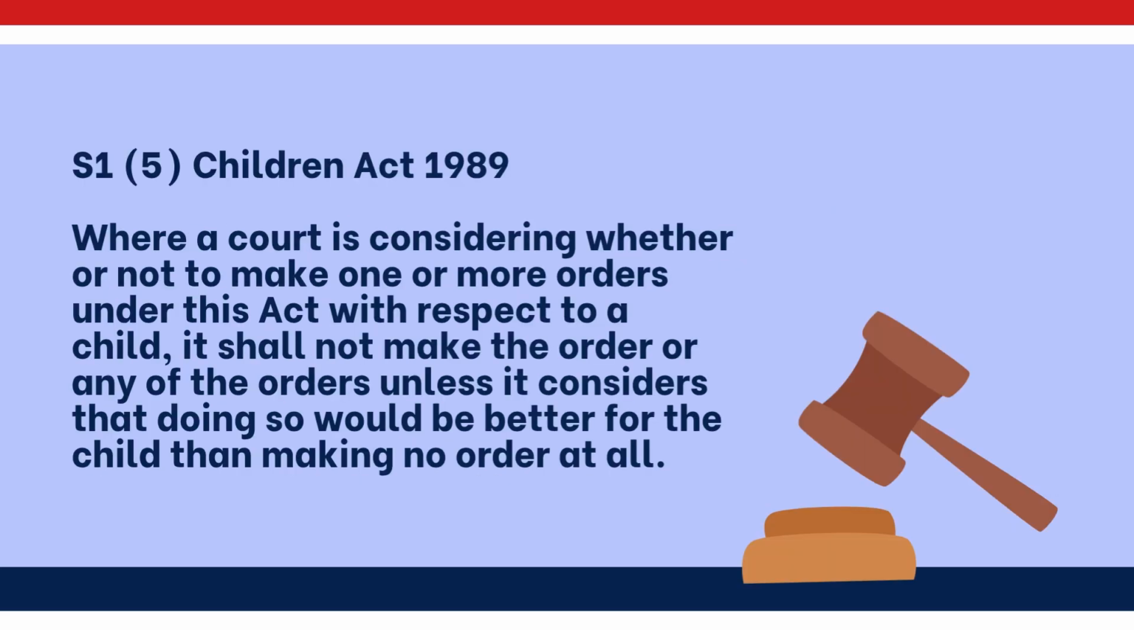The last thing to consider in the welfare principle is that, under Section 1 subsection 5 Children Act 1989 it states that, where a court is considering whether or not to make one or more orders under this Act with respect to a child, it shall not make the order or any of the orders, unless it considers that doing so would be better for the child than making no order at all. So, what this means in simple terms is that the court should not make any orders involving children unless it positively benefits the child's welfare. This is to ensure that the courts do not unnecessarily interfere in the child's life and family matters.